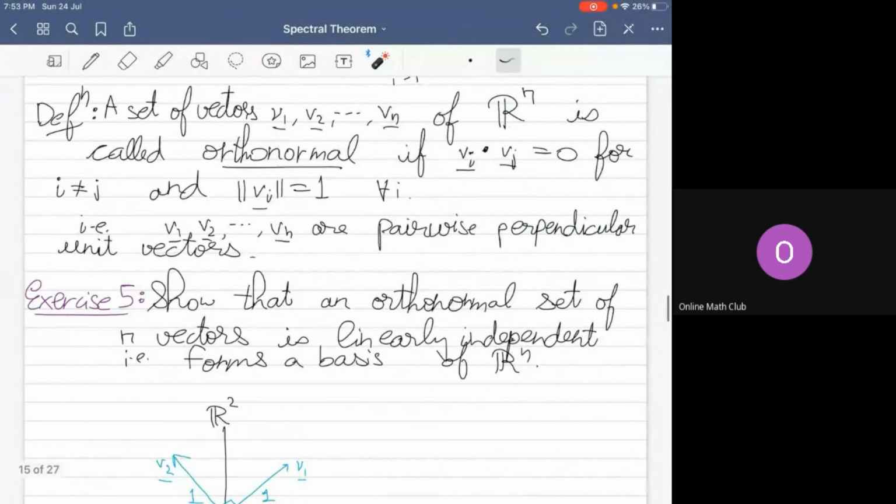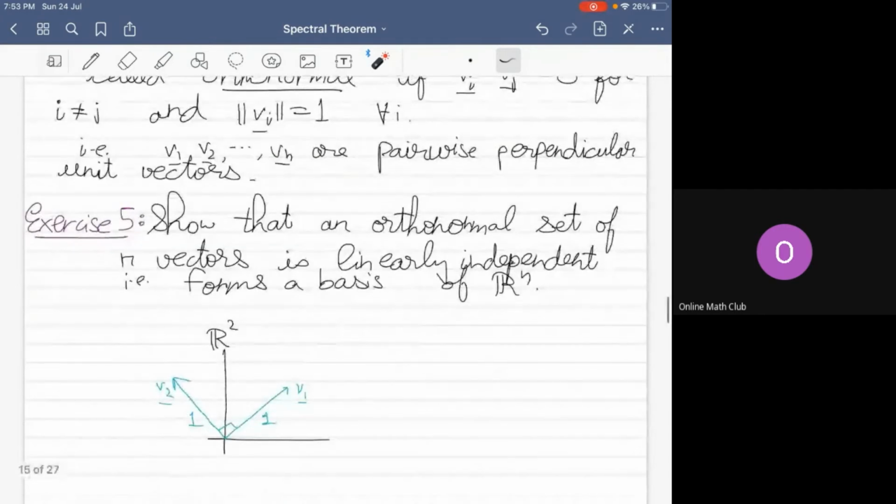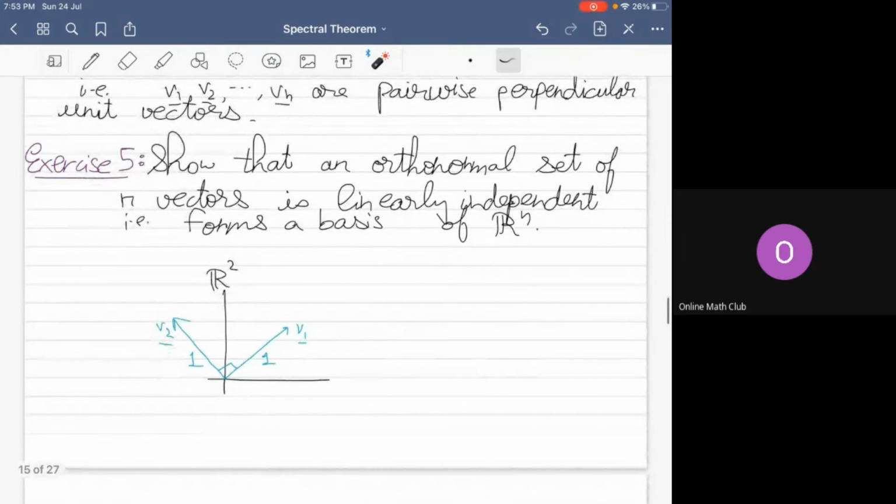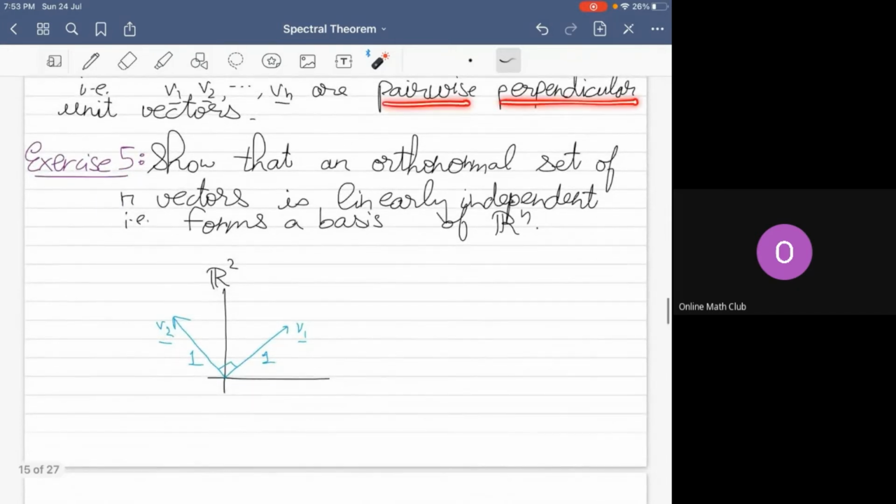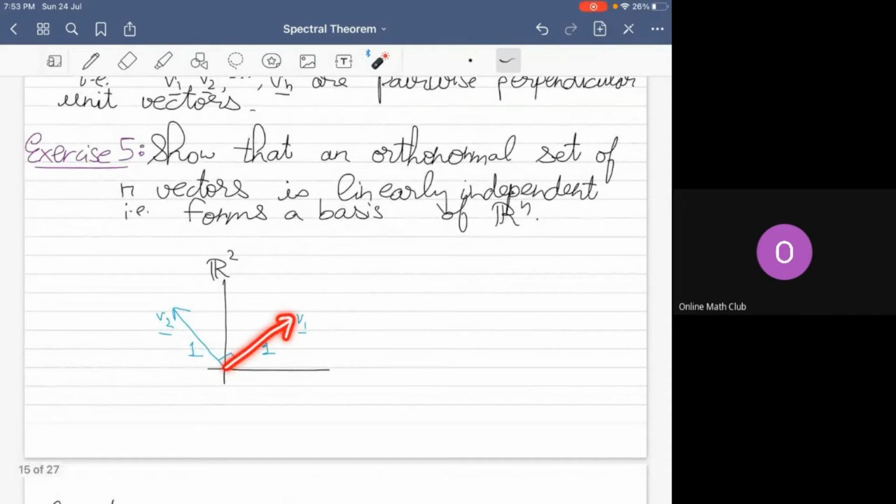And okay, we define a set of vectors v1, v2, ..., vn to be called orthonormal if vi dot vj is 0 for i not equal to j and all vectors have magnitude 1, i.e. an orthonormal set means that the vectors are pairwise perpendicular and unit vectors. Something like this. So v1, v2 in this case would be called an orthonormal set of vectors.